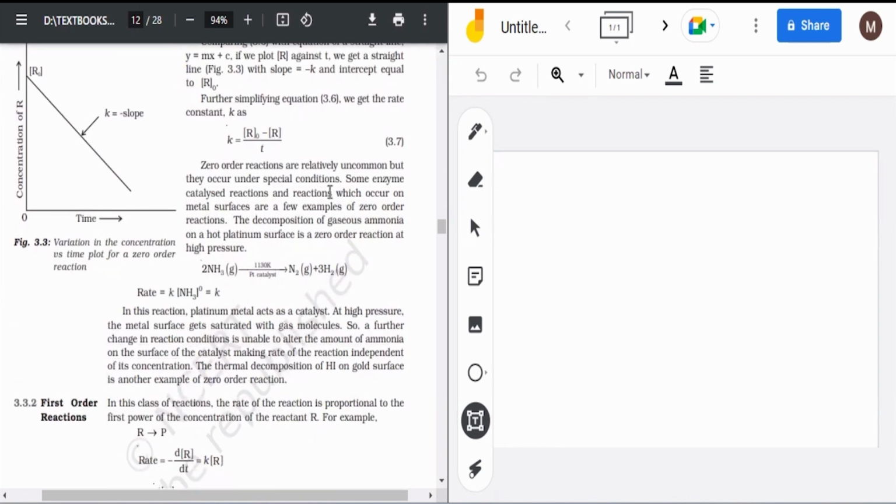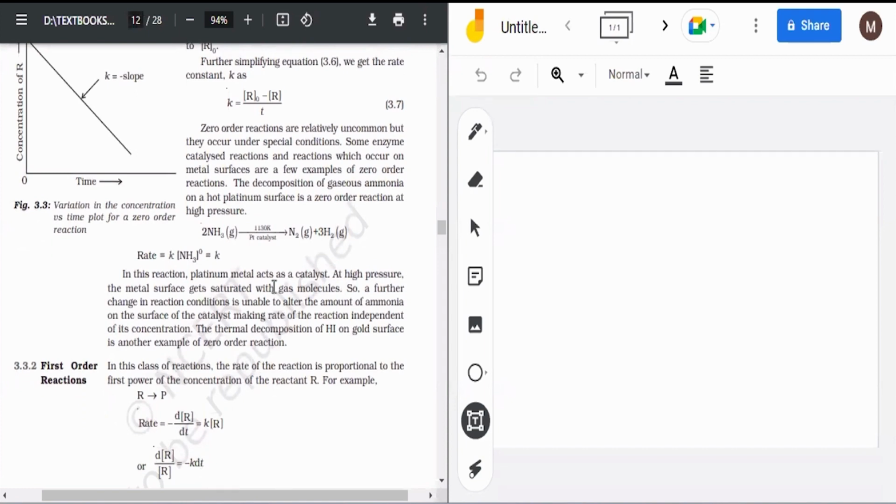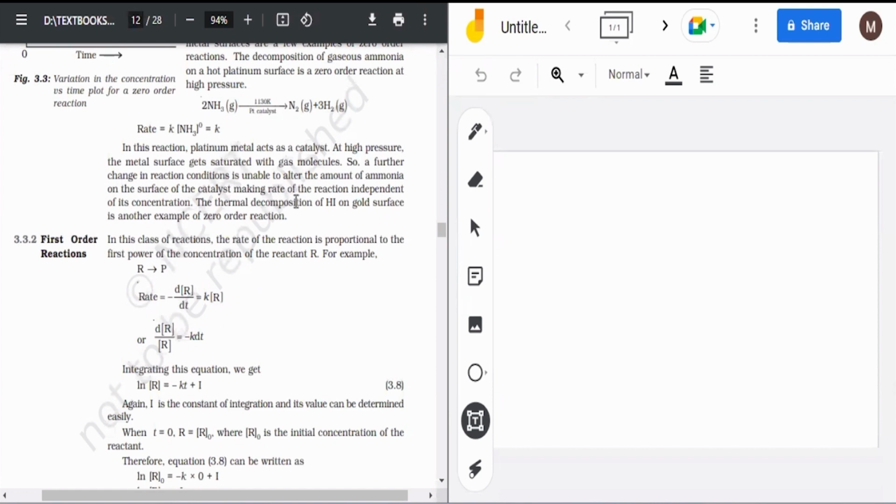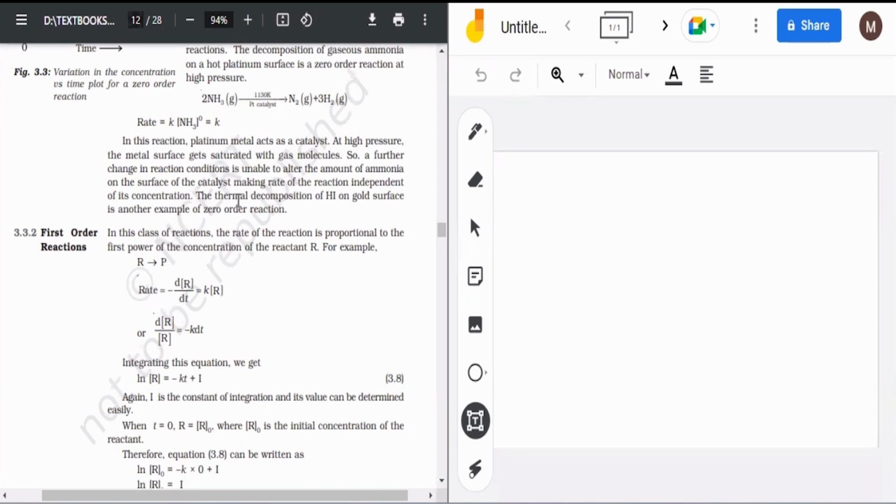Then zero order reactions are relatively uncommon because they occur under special conditions. Decomposition of gaseous ammonia is a zero order reaction at high pressure. These are examples which you will have to remember. In this reaction, platinum metal acts as a catalyst. At high pressure the metal surface gets saturated with gas molecules, so any change in reaction conditions is unable to alter the amount of ammonia on the surface of the catalyst, making the rate of reaction independent of concentration. ठीक है. बाकी थर्मल कॉम्पोजिशन ऑफ HI इन गोल्ड सरफेस भी जीरो ऑर्डर रिएक्शन का एग्जांपल है. तो ये दो तीन एग्जांपल्स हैं जो आपको याद होने चाहिए.